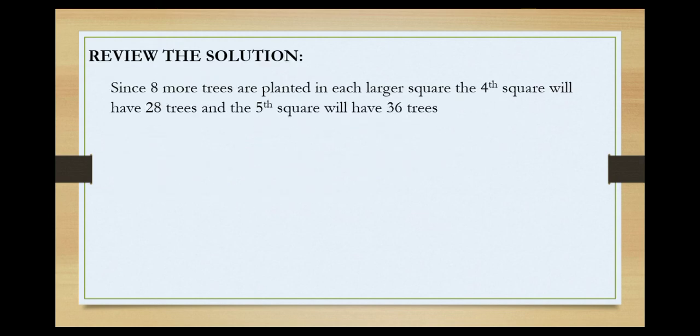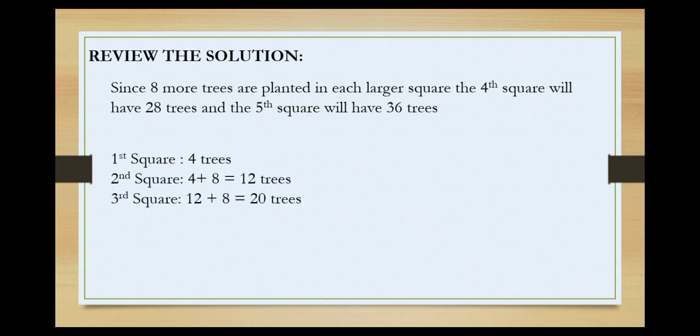Review the solution. Since 8 more trees are planted in each larger square, the fourth square will have 28 trees and the fifth square will have 36 trees. So, first square, 4 trees. Second square, 4 plus 8 is equal to 12 trees. Third square, 12 plus 8 is equal to 20 trees. Fourth square, 20 plus 8 is equal to 28 trees. Fifth square, 28 plus 8 is equal to 36 trees.